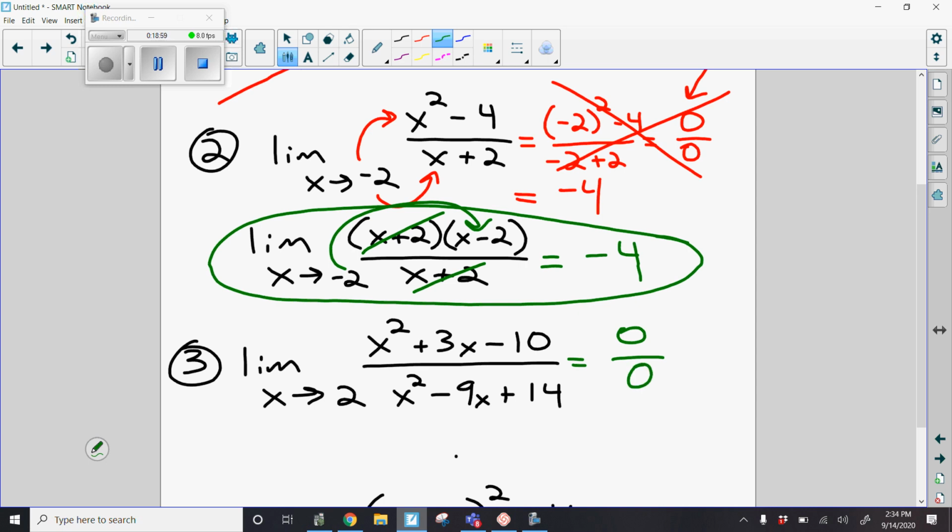So once again, get in the habit. Right away, let's cancel this out. We know that that means it's a hole. So let's go ahead and see if this thing can factor and cancel.